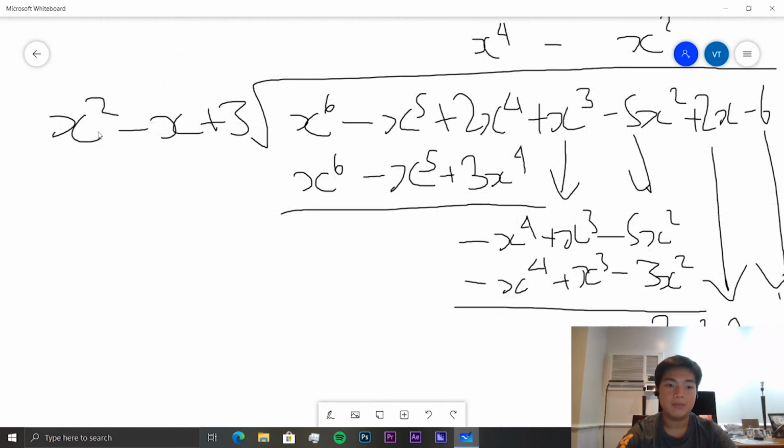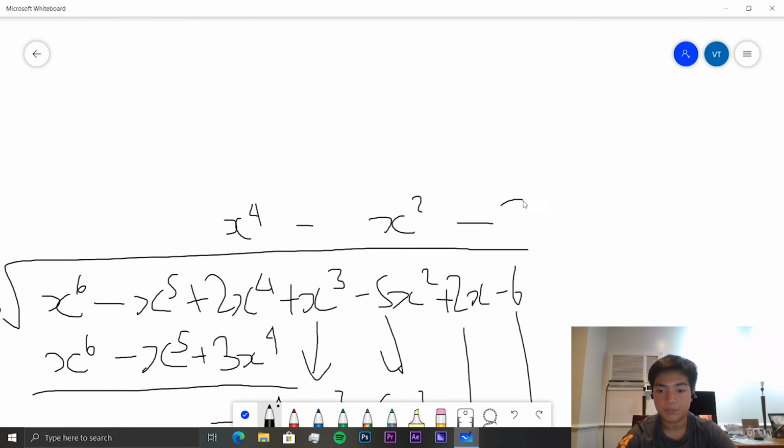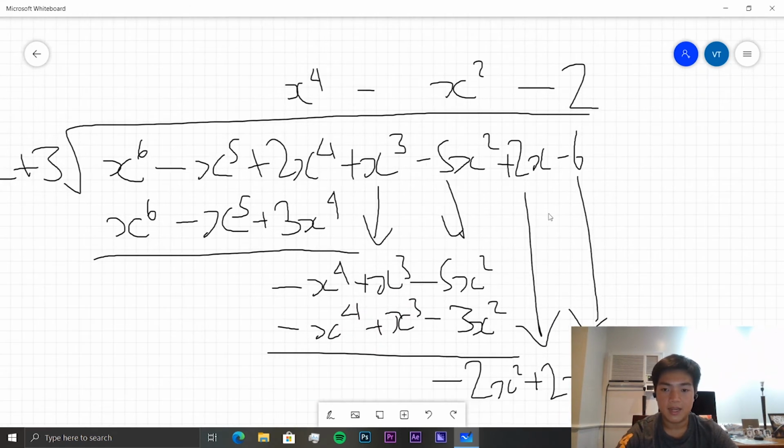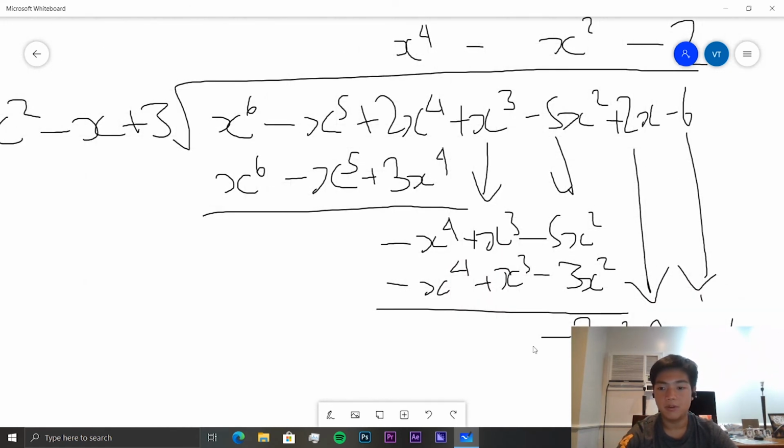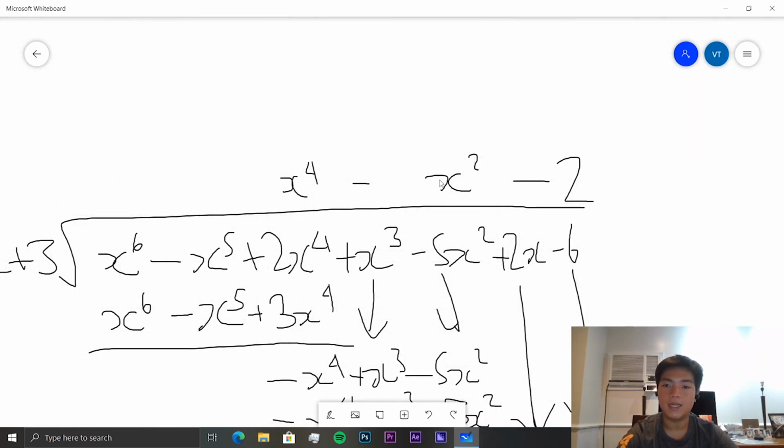Well, how many times does x squared go into negative 2x? It's negative 2 times. And negative 2 times this entire thing will be equal to this equation. Yeah, and so we have this divided by that will equal x to the 4 minus x squared minus 2 with no remainder. And yeah, that's it.